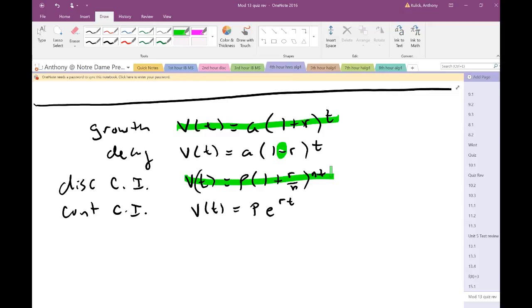So if it says compounded annually, N is 1. If it's semi-annually, N is 2. If it's quarterly, 4. If it's monthly, 12. Weekly, 52. Bi-weekly, 26. Every other week is bi-weekly, so half of 52 is 26. I'm just going through possibilities. Bi-weekly is important, though, because how often are most people paid? Bi-weekly. Most people get a paycheck every other week.